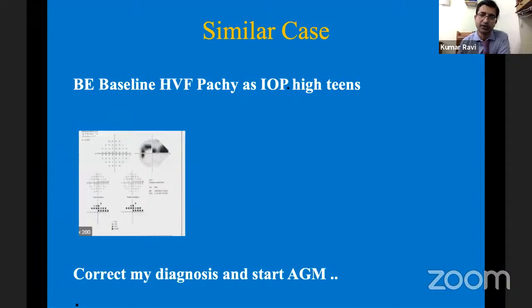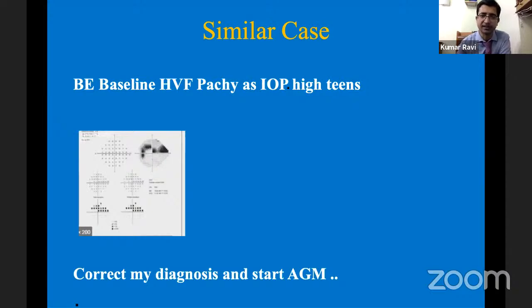And the fellow who was there with me saw the reports and immediately wrote, okay, start with Iotim two times per day, this, that, everything. But somehow I had asked for a baseline HBF. Why is it showing change? That means I won't miss an RNFL defect or a notch, which can create this kind of field effect on perimetry.